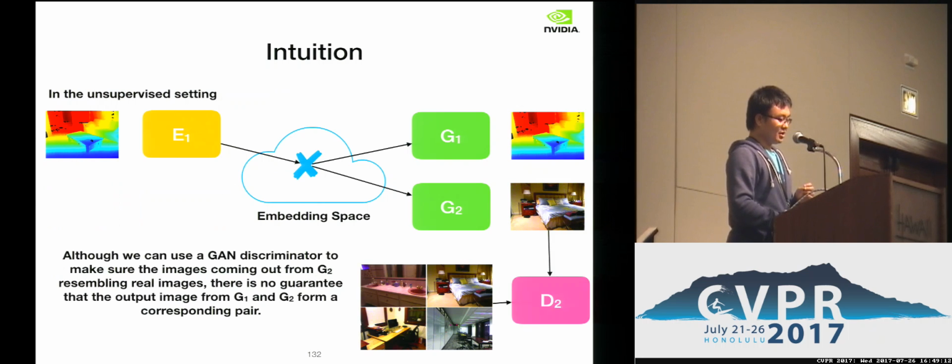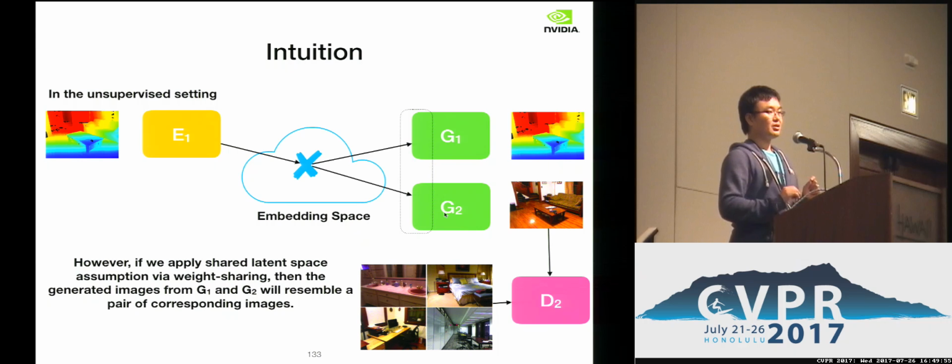But in reality, in the unsupervised setting, we don't have this correspondence. So in this case, a depth image maps to a latent code, and you have G1 and G2. Even if you use a discriminator, through G1 you generate a depth image, reconstructing the depth image, and through G2 you generate a color image. It does not necessarily correspond to these depth images. It can be something arbitrary. As long as it looks like a real color image, it's fine. The discriminator only asks that it has to be a real-looking image.